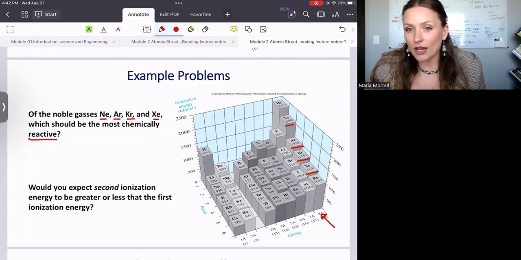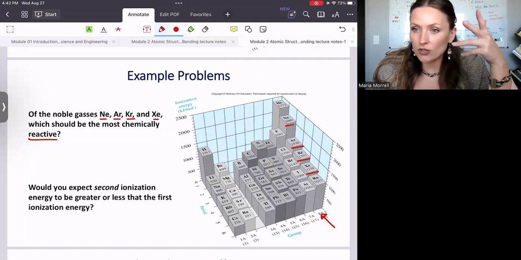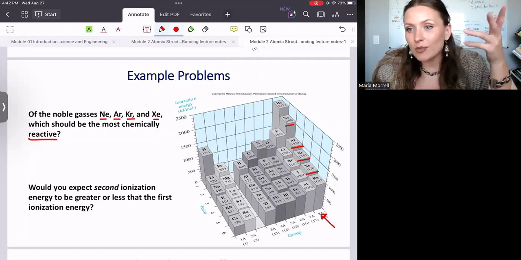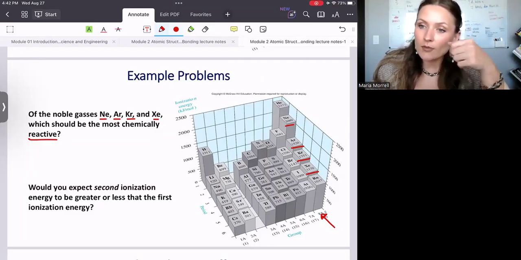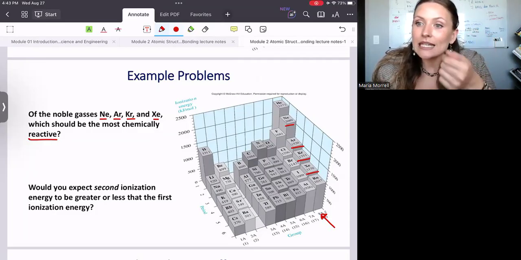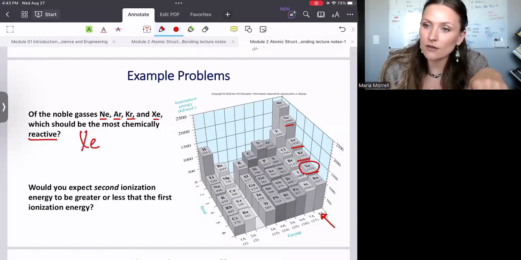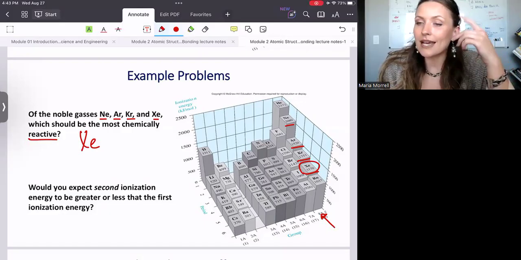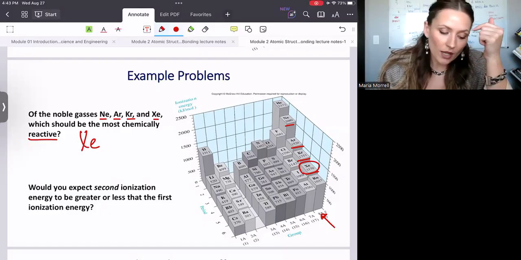Now, how am I going to answer this question? I'm going to answer this question from the perspective of the ionization energy, right? The most chemically reactive is going to be the one that has the lowest ionization energy. Because if I am to do something with an electron, that means that I have to pay the least amount of energy. And from the four that are given, xenon is going to be the answer, right? Why? Once again, because it has the lowest ionization energy out of all, right?